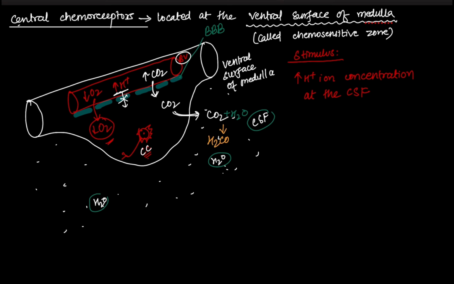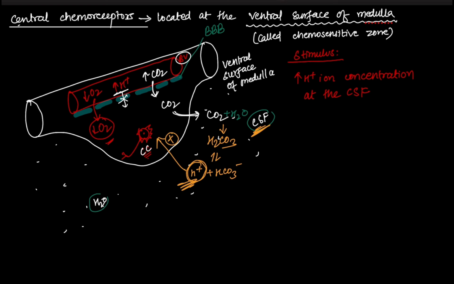This is going to form carbonic acid, right? So this CO2, if it combines with water, is going to form carbonic acid, and this carbonic acid will be split into H plus and HCO3 minus. You already know this, right? So H2CO3 will again split into H plus and HCO3. So as you can see, there is now the presence of H plus ion at the level of CSF. Now if there is H plus ion at the level of CSF, can you tell me whether this will be the stimulus for the central chemoreceptors or not?